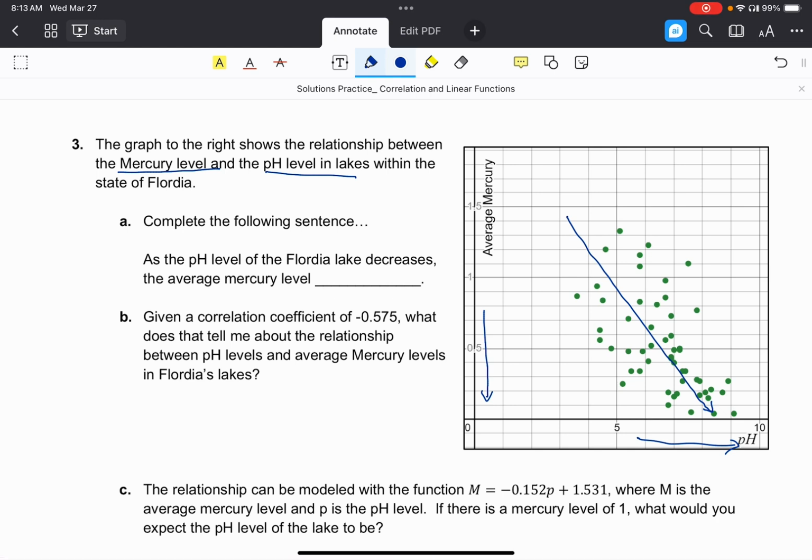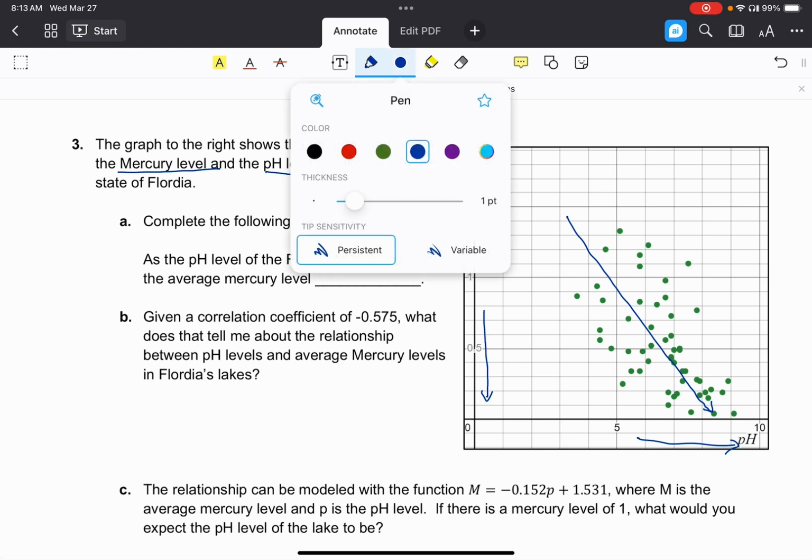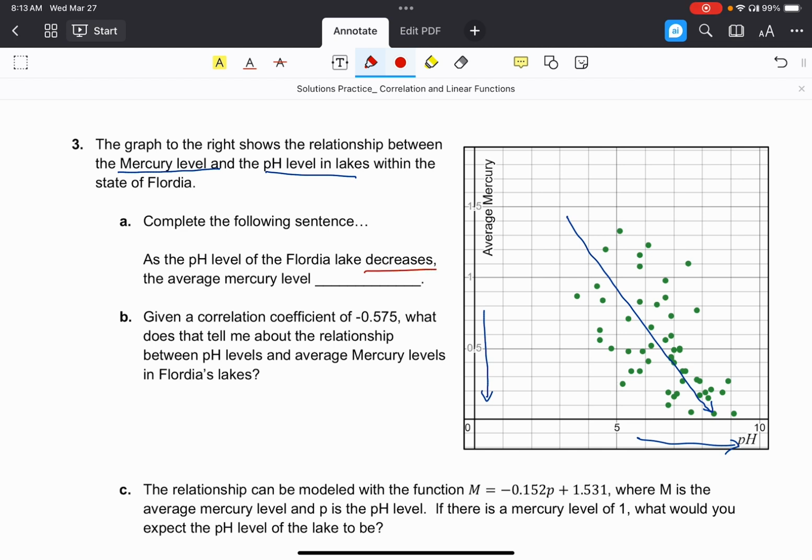Now here, notice it says as the pH level of Florida lakes decreases, so the pH level decreasing would be heading this way. So, working backwards, what is the average mercury level doing? Well, if we're working backwards, the average mercury level would actually be increasing, if we read the graph backwards. Just an interesting thing.